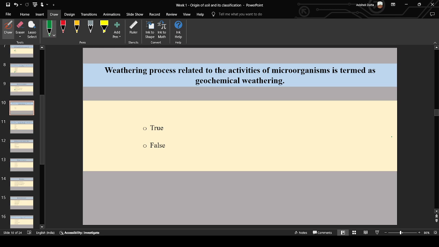So, in a general sense, this statement that the weathering process with the action of microorganisms is termed as geochemical weathering is a false statement, because the generalized answer to this question will be biological weathering. Weathering process related to the activities of microorganisms is termed as biological weathering. So this statement is a false statement.